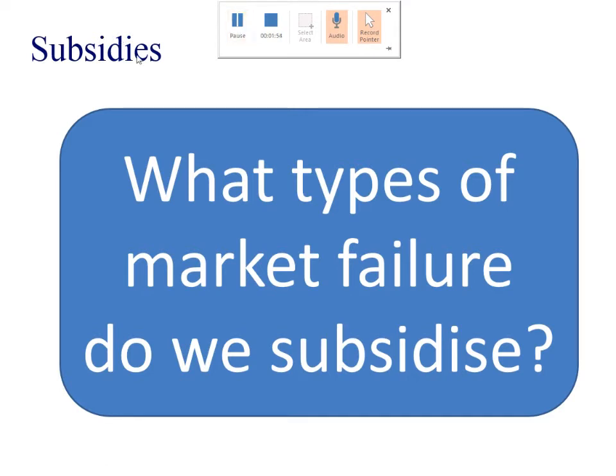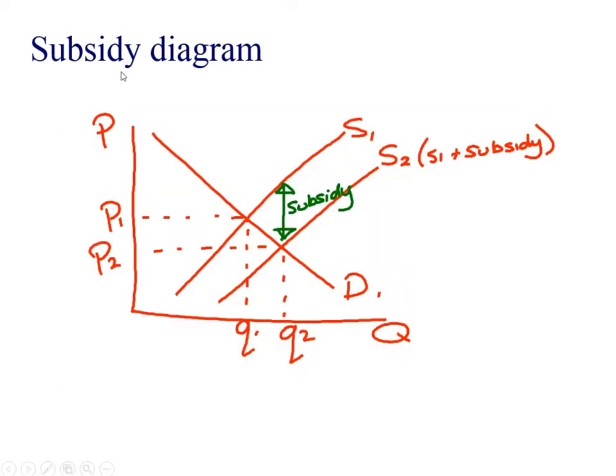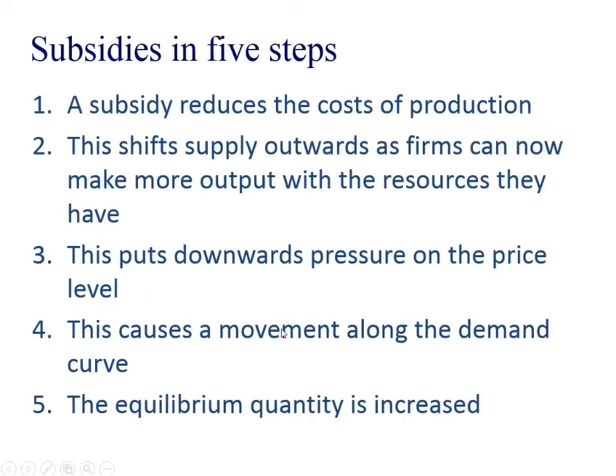So let's have a look at what happens when we have a subsidy. It's just the opposite of what happens when you have an indirect tax. It moves the supply curve outwards. And the effect that has on the equilibrium is it pushes the price down and increases the equilibrium quantity. So it causes movement along the demand curve, which increases that quantity there.